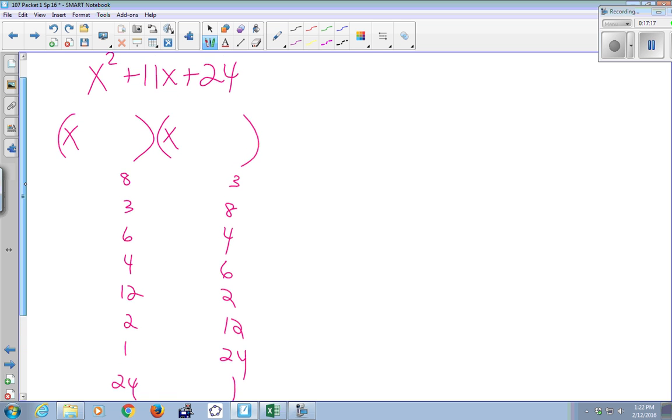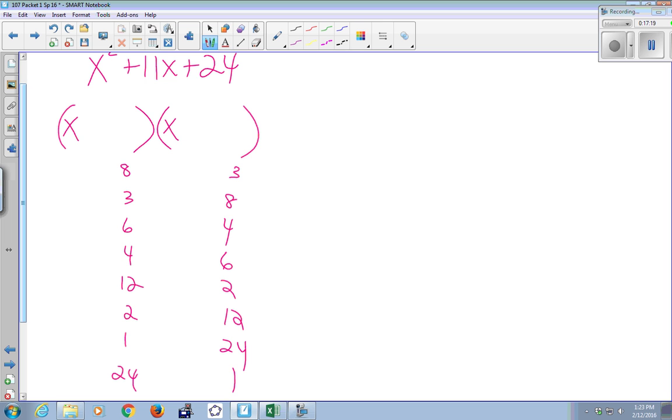And then you pick, and then you just check, right? And then you do your foiling with each possible one till you get an 11x in the middle. So that's the trial and error method. So with the 8 and the 3, you go x squared plus 3x plus 8x. Yeah, that gives me 11x. Oh, look, I got it on the first try.